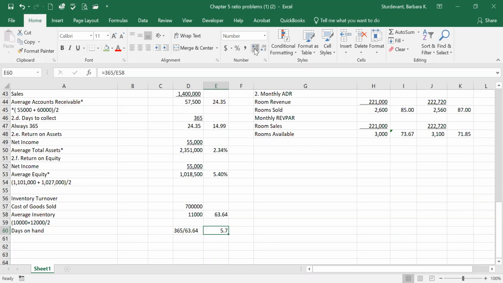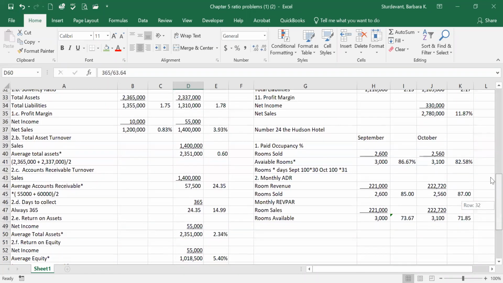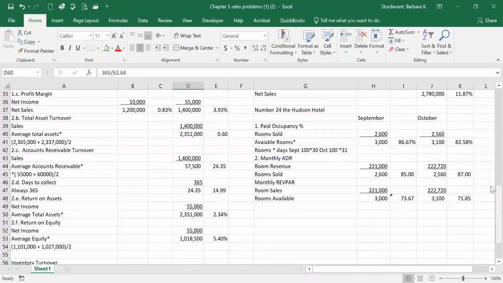Okay, questions on those? Now, I know it doesn't cover all of them, but you've got your sheet. And I don't really remember which ones are on the homework assignment, but we'll look at that in a second. Okay, let's go back to 24. So these are looking at hospitality specific ratios.